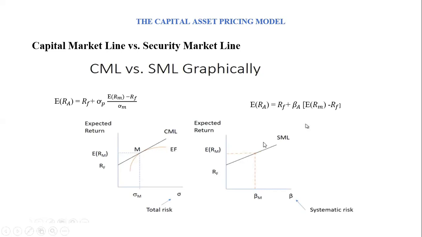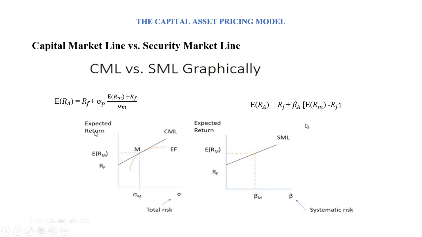When it's less than 1, it means it is less risky than the market. And if it's more than 1, we say it's aggressive, meaning it's more risky than the market. Okay, are we okay so far? Yes, okay. All right.